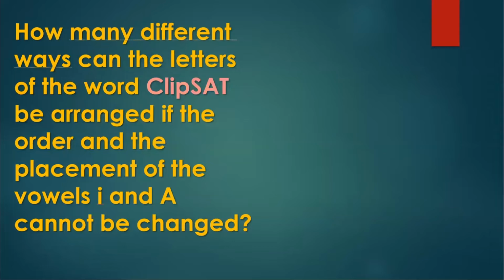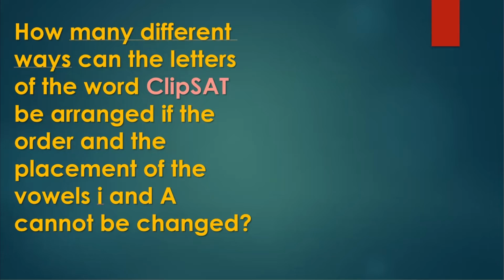Next one. How many different ways can the letters of the word CLIPSAT be arranged if the order and the placement of the vowels I and A cannot be changed? This is a tricky one. Pause and give it a try first. Okay, we have 7 letters here. Only 2 of them are restricted, I and A. When it comes to putting them in the letters, the vowels' positions cannot be changed. Okay, it's a little tricky one.